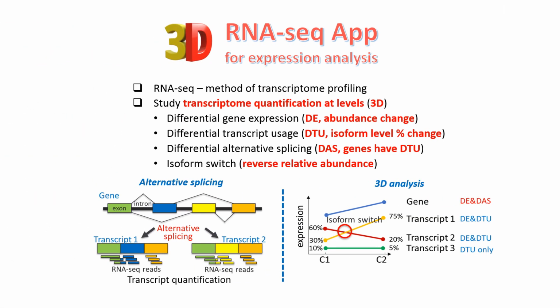The ThreeDRNAseq app can be applied to study RNA-seq data at levels of differential gene expression, differential alternative splicing, and differential transcript usage. We call them 3D. The 3D app can also be used to detect isoform switches, where two transcript isoforms reverse their relative abundances.